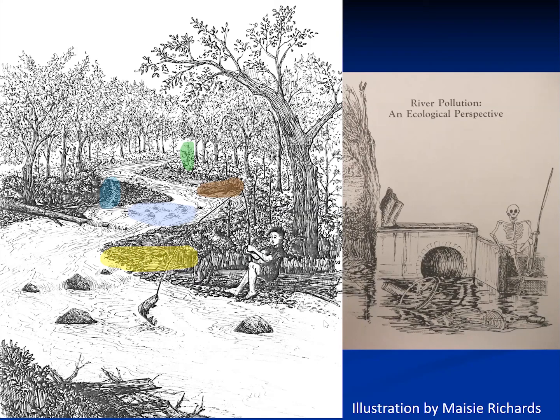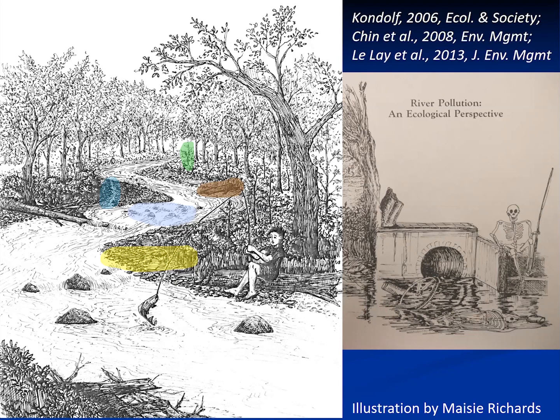So I think this illustration would probably be a better representation of what river corridors in England look like historically or under natural conditions. And there's a series of nice papers that have looked at different aspects of how people perceive river corridors and what we consider attractive, and how that influences management.